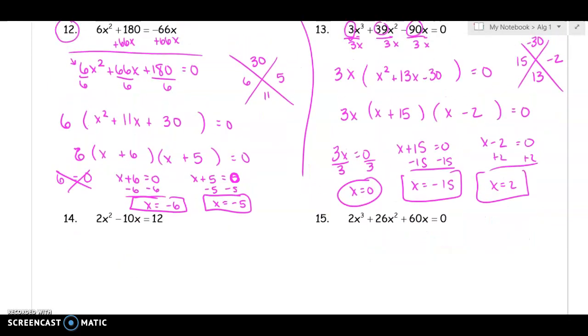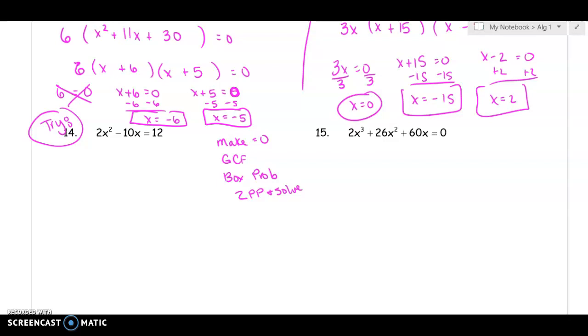I'd like you to try number 14. For number 14, you want to start off by making it equal to 0, so you're going to have to move the 12. Then do your GCF. All right, so make it equal to 0. Then do your GCF. Then do your box problem. And then you do your ZPP and solve. All right, so pause the video, give it a try, and then come back and see how you did.